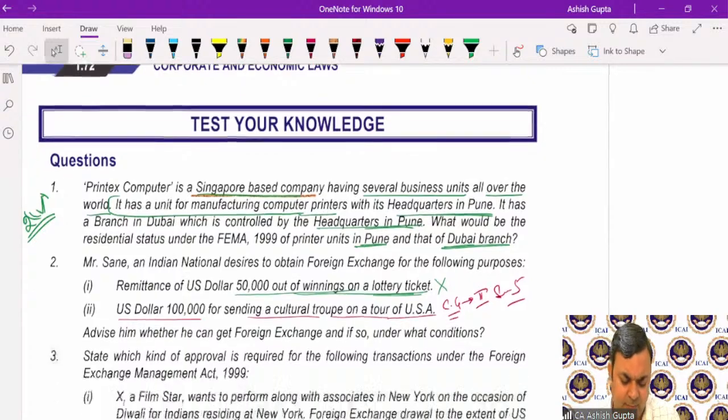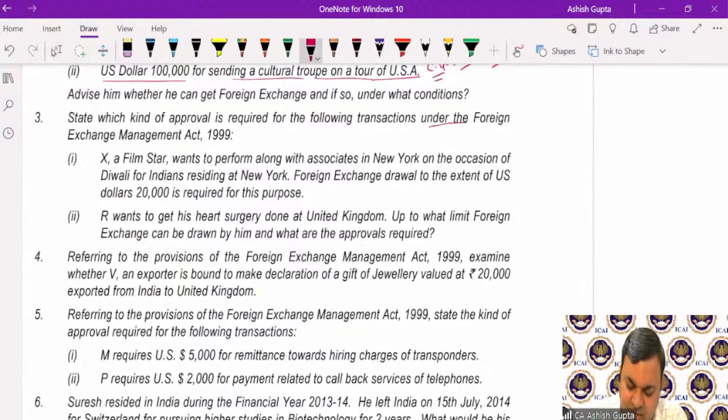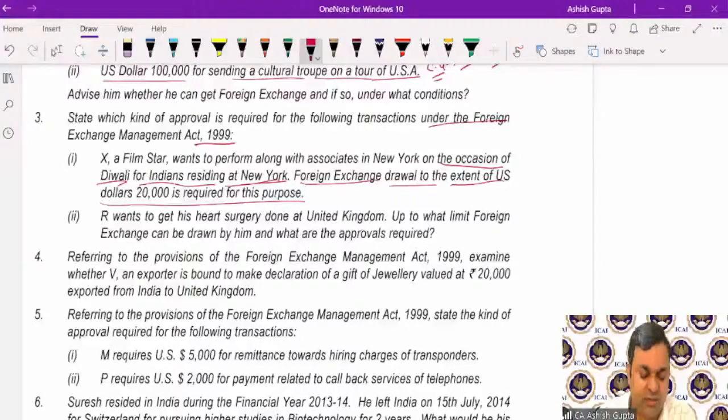Question third. State what kind of approval is required for the following transaction under the FEMA Act 1999. X, a film star, wants to perform along with associates in New York on the occasion of Diwali for Indian residents at New York. Foreign exchange drawal to the extent of US dollar 20,000 is required for that purpose. Whether he can withdraw that amount. Again, this is a cultural trip. For this, you need to take the approval of central government. Second schedule of current account transaction will get attracted.